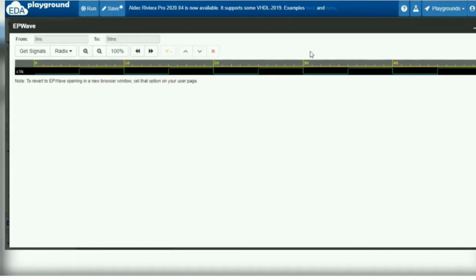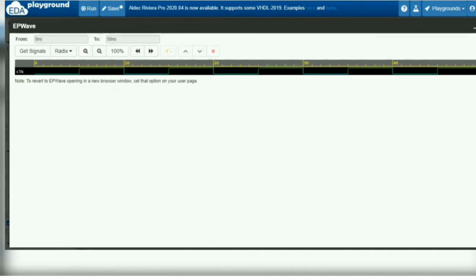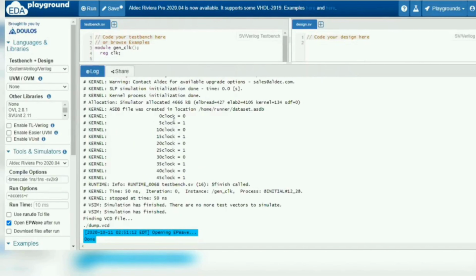See here, at 50 time units the execution automatically terminates: 10, 20, 30, 40, 50. Here we can see the clock, how it is generating. Initially it is 0. Again the not clock, that means the complement of clock.